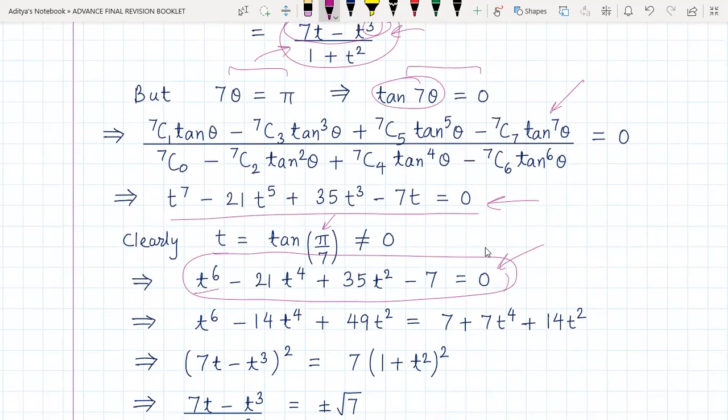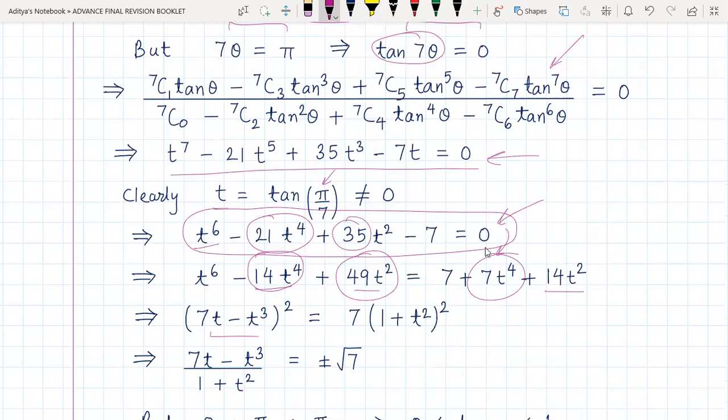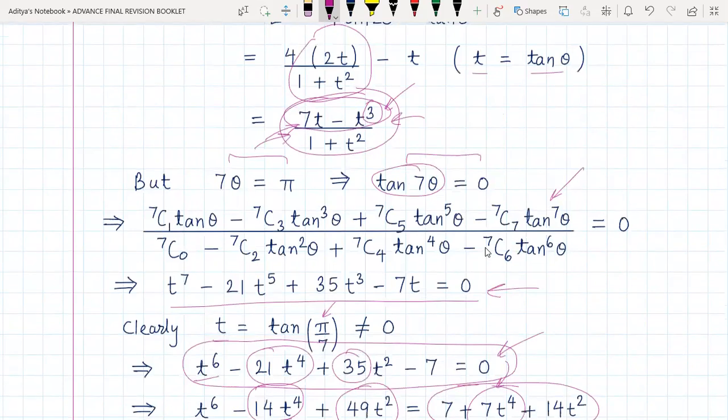So in the very next step, we have done just that. We have added 14 t square to both the sides, so that 35 plus 14 would give us 49 t square. And apart from that, minus 14 t power 4 would have to come. So what we have done is we have added 7 t power 4 to both the sides. So minus 21 plus 7 would yield minus 14 t power 4. So it's basically in this way that we have been able to form (7t minus t cube) whole square on the left hand side. But when we take out 7 as common from the right hand side, we are going to get (1 plus t square) whole square. And that is exactly what we had needed.